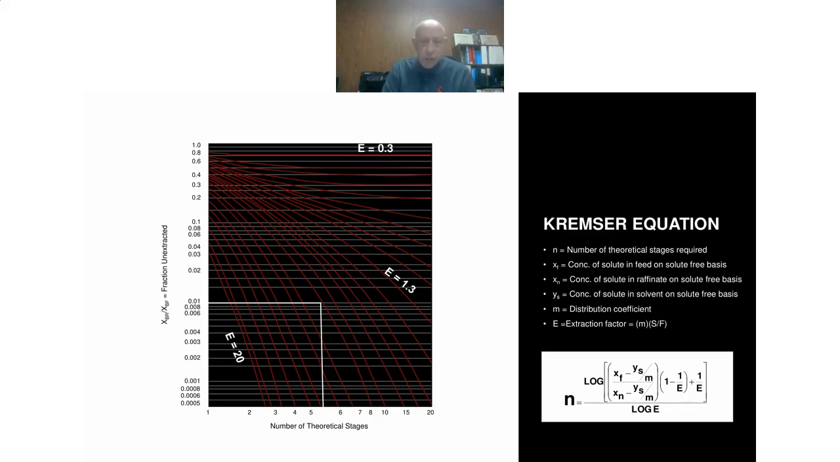So using either this curve or the equation itself is something you would typically use early on in an extraction process. After you've generated your equilibrium data in the laboratory, you now start to look at solvent to feed ratio versus the number of theoretical stages you're going to need for your process.